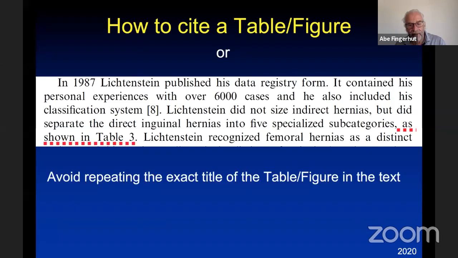If you cite more than just Table 1 or Table 2, Table 3, and you want to indicate what it's about, don't cite the title, but create an original phrase about the information that you find in the table or in the figure. Don't repeat the title of the figure in the text.